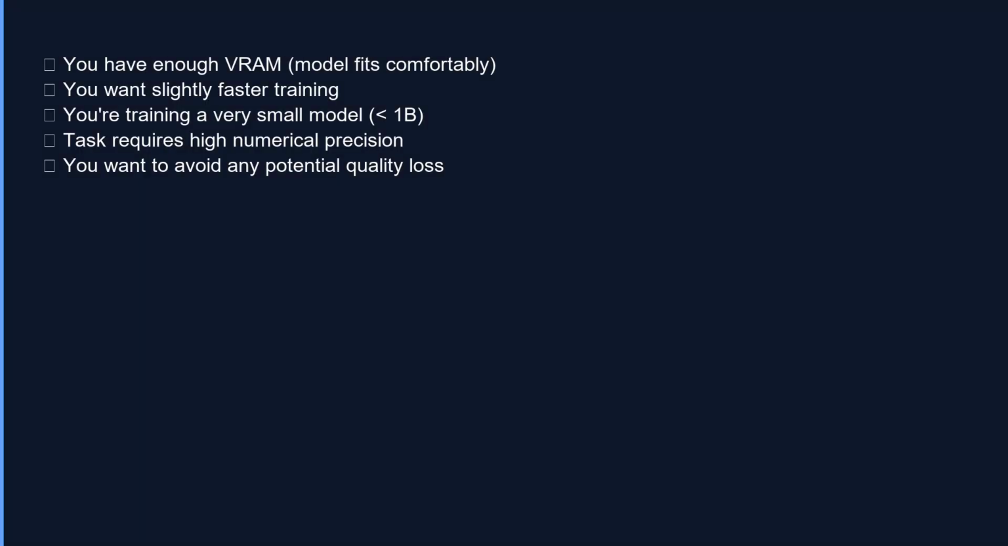Use regular low-rank adaptation when: you have enough VRAM and the model fits comfortably, you want slightly faster training, you're training a very small model, 1B, the task requires high numerical precision, or you want to avoid any potential quality loss.